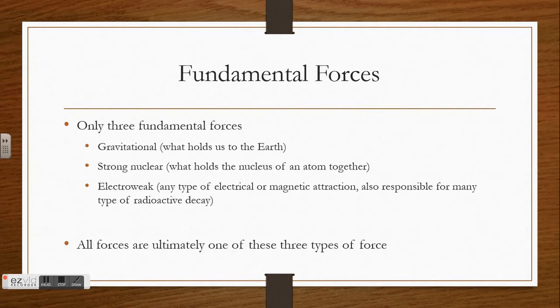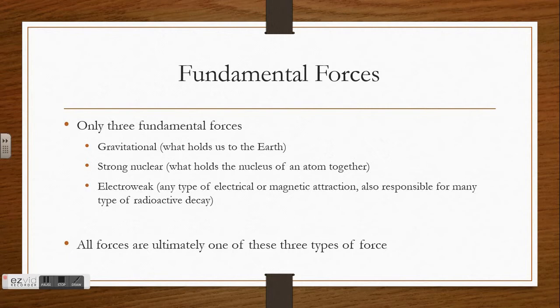Now, when we talk about forces, we can ultimately narrow them down into basically one of three categories. These are what we call the fundamental forces. These are the ones in physics for which we try to develop an equation to represent what that force actually looks like. There are really only three fundamental forces. Ultimately, all types of forces are one of these three types. The most obvious one is the gravitational force. That's what holds us to the Earth. That's what brings the ball back to the Earth when I throw it up in the air.